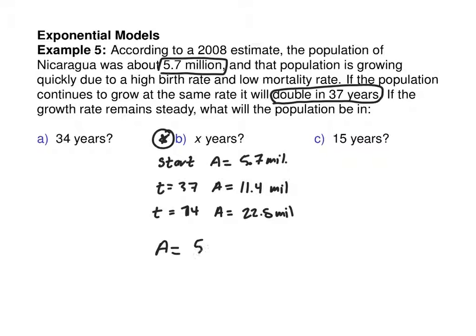So we start with an initial amount, 5.7 million, and you multiply by 2, right? But you multiply by 2 after 37. Does that make sense? So you need this to be 2 to the first when you plug in 37. So the way you accommodate for that is you do x over 37.